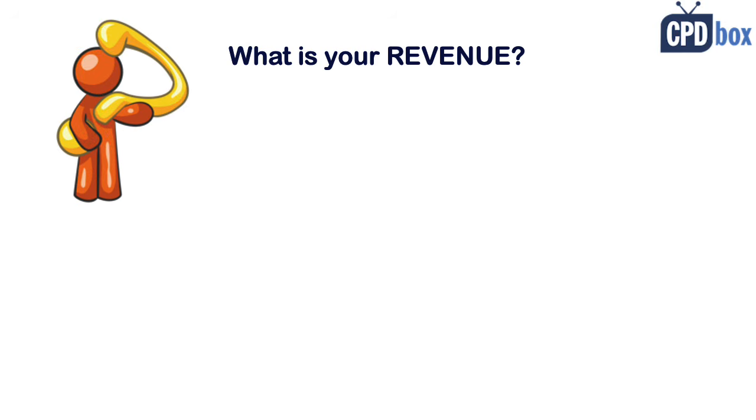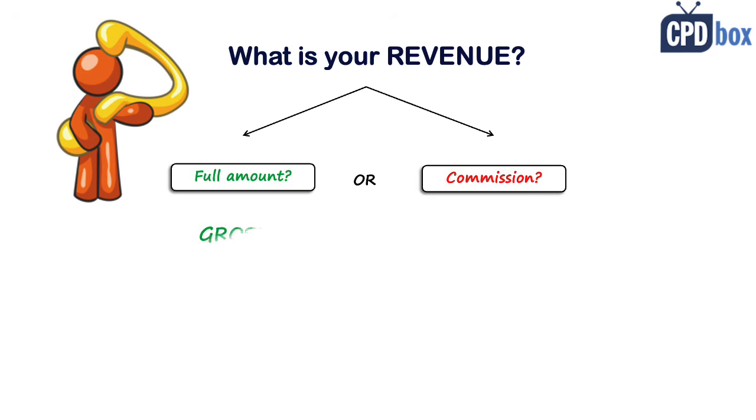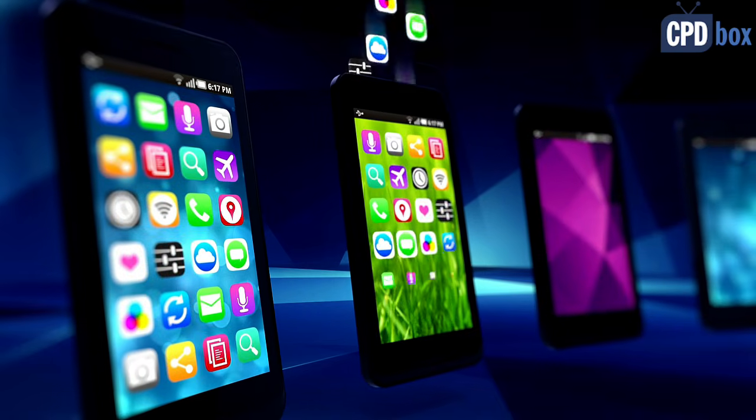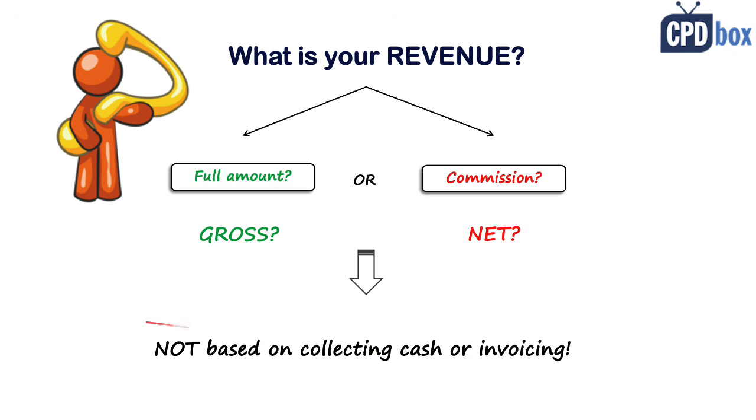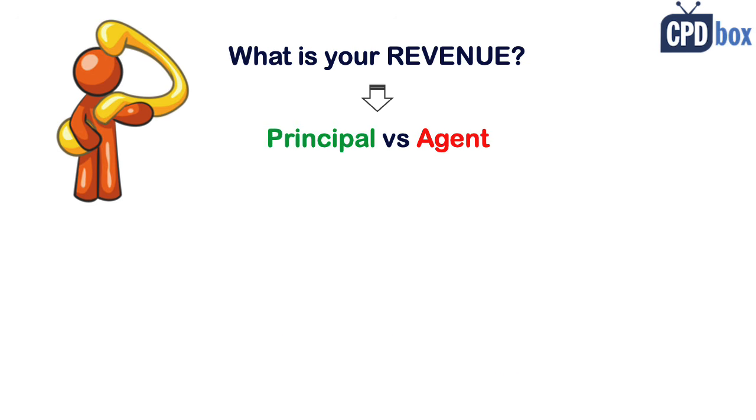What is your revenue? Full amount or only the commission? Gross or net? This question is common for online platforms or app stores, just as examples. And the answer is not based only on who issues the invoice or collects the cash. Yes, we are talking about principal versus agent issue, so let's illustrate what the problem is.